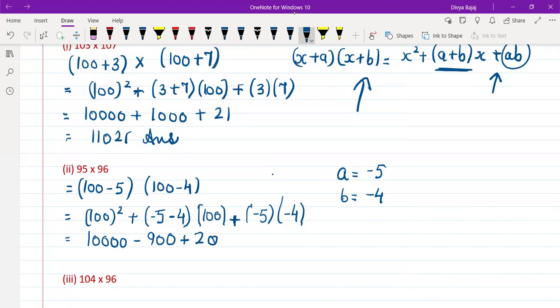So solving it, when you add 10,000 plus 20, you will have 10,020, and then you subtract 900 from it, and you will have 9120 as the answer. So in both the questions, we have applied the same identity. So let's move to the last part of the same question.